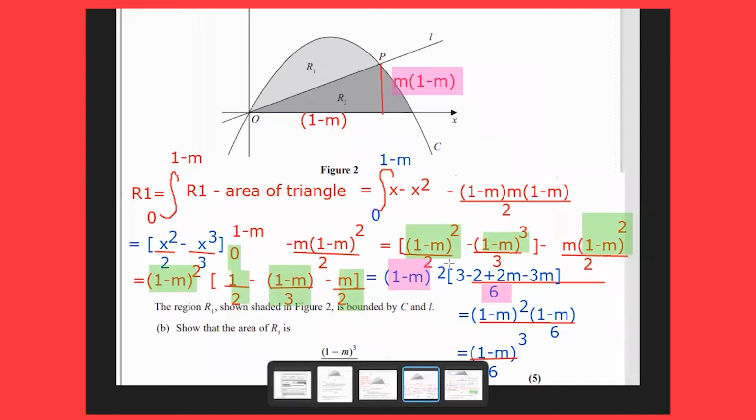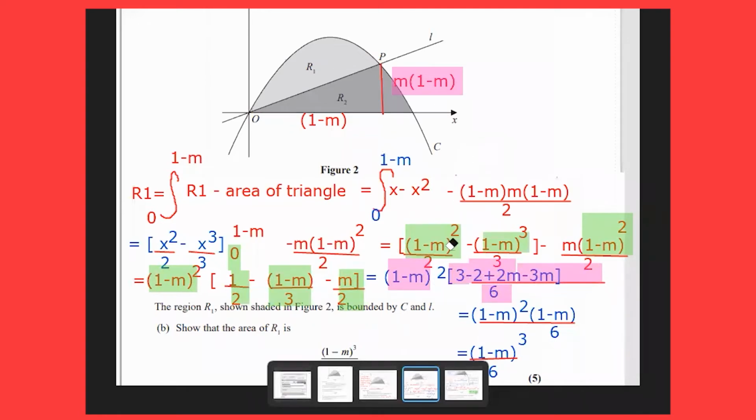So I have a 3 here. 3 into 2 is 6. So I have a 2 into minus 1 minus a 1 minus m, which is minus 2 plus 2m. Then I have 2 into 3 is 6, so I have m into 3, which is minus 3m.